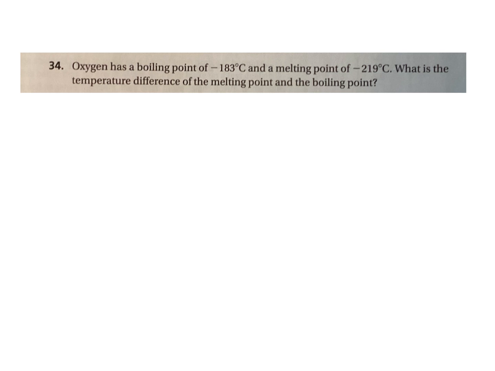Number 34, oxygen has a boiling point of negative 183 and a melting point of negative 219. What is the difference of the melting point and the boiling point? So whenever it says difference, you're subtracting those. So let's take negative 219, and I'm going to subtract negative 183. And that will get me the difference between those two.